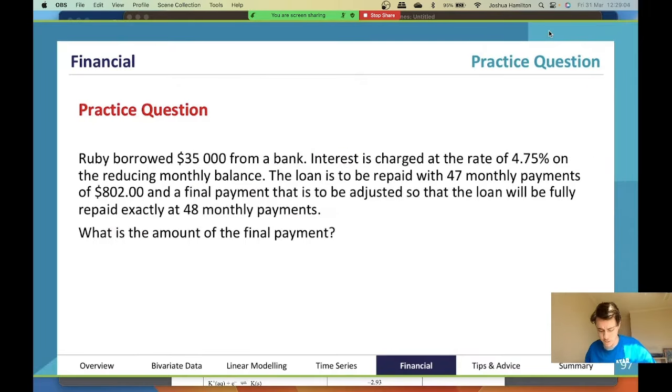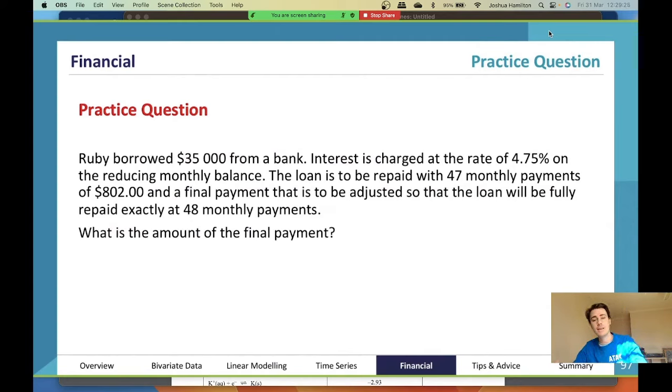Now, just because we're pushed for time, pushing on, next one, Ruby borrowed $35,000 from a bank. Interest is charged at a rate of 4.75% on a reducing monthly balance. The loan is to be repaid with 47 monthly payments of $802 and a final payment that is to be adjusted so that the loan is repaid exactly at 48 months.